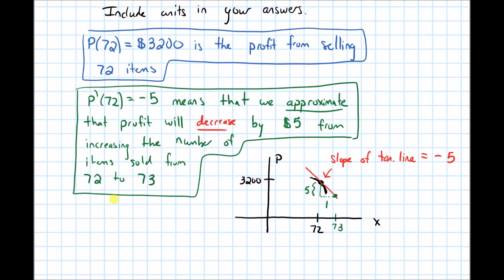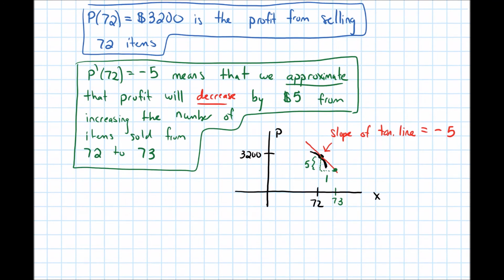Okay, so on the flip side of this, what this also means is if the business were to decrease the number of items sold from 72 to 71, so if they were to go in the other direction, so from 72 to 71, we'd sort of approximate, where's that point on the tangent line? It's higher. We'd approximate that by decreasing the number of items sold from 72 to 71, that the profit would go up by $5.